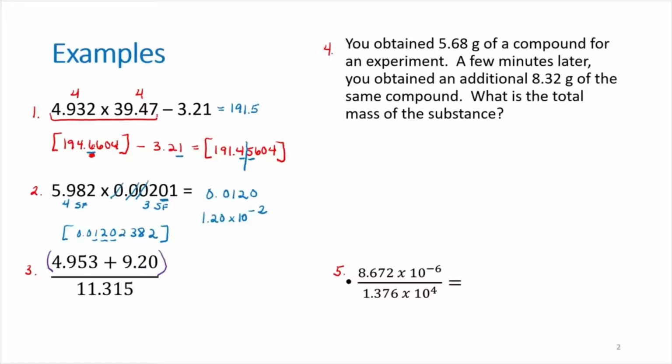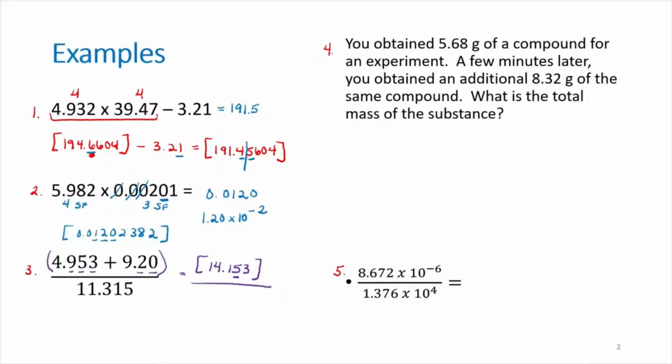So I'm going to take 4.953 and add that to 9.20. That's going to give me a calculated answer of 14.153. Remember, for addition and subtraction, we're looking at the least precise value. So here we go to the third decimal place, here the second. So our final answer will be accurate to the second decimal place. But I'm not going to round yet. I don't want to create round-off error.